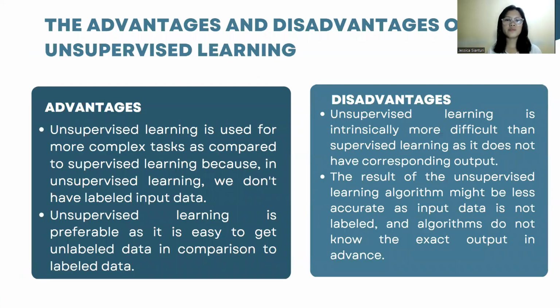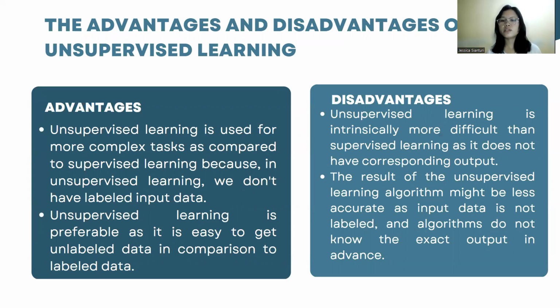So what are the advantages and disadvantages of unsupervised learning? The first one is about advantages. Number one, unsupervised learning is used for more complex tasks as compared to supervised learning because in unsupervised learning, we don't have labeled input data. Number two, unsupervised learning is preferable as it's easy to get unlabeled data in comparison to labeled data.